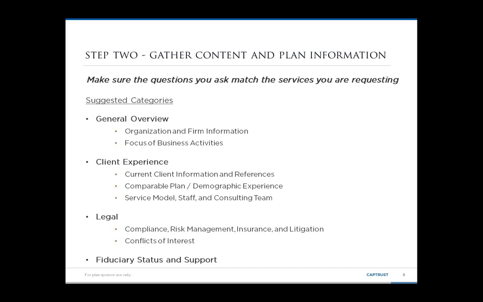Next big section is fiduciary status and support. What you want to understand or ask for in this section is what type of fiduciary they can be. Can they be a fiduciary? And if so, do they acknowledge it in their contract? In addition to that, you want to understand what resources or training or different technology they can offer you to support you in your role as a fiduciary.